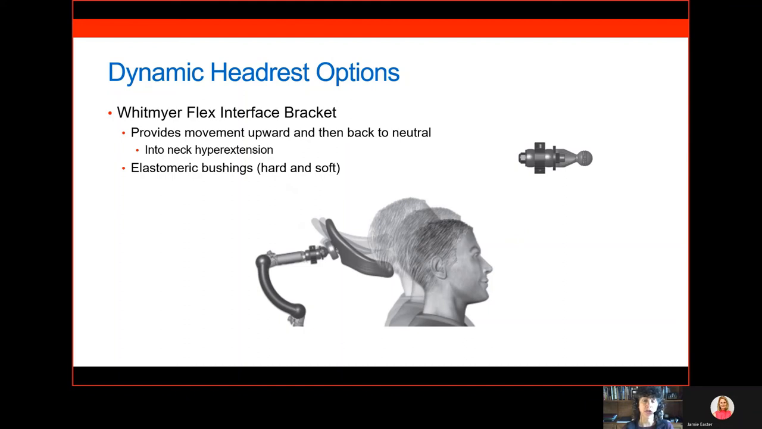Whitmire, which is under the Sunrise Medical umbrella, has the Flex Interface Bracket. It provides movement upward and then back to neutral. The challenge is that the way this is designed to move moves into neck hyperextension, and that's something that we generally want to avoid with our clients. But this is a dynamic option that is available. It has something called elastomeric bushings, and there's a choice of hard and soft on these, so you can choose the level of resistance for an individual.